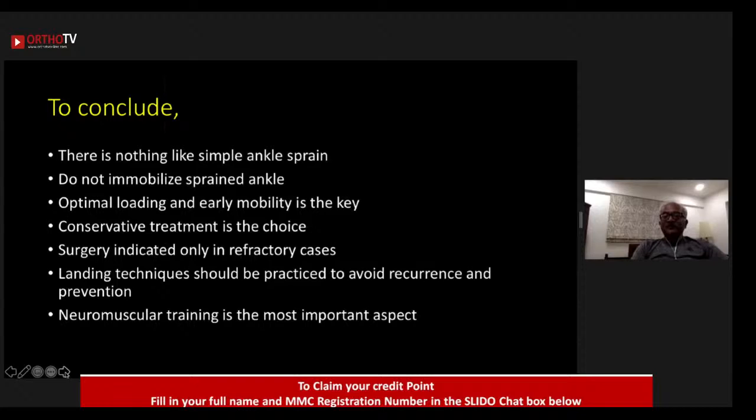Landing techniques should be practiced to avoid recurrence, and landing technique should be taught to an athlete to prevent the initial episodes of ankle sprains. Neuromuscular training is the most important aspect in treating lateral ankle sprains.